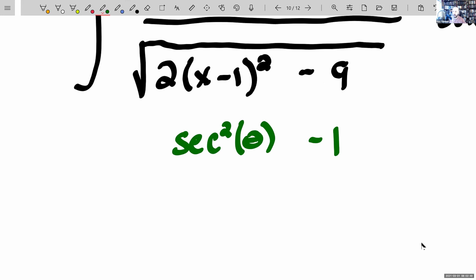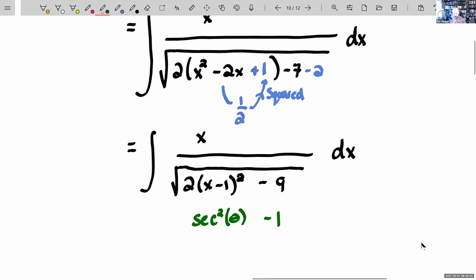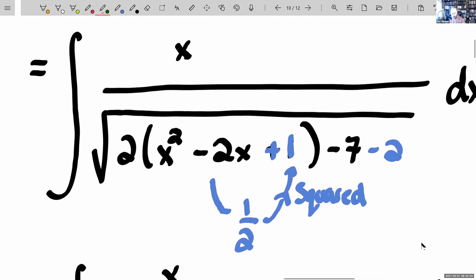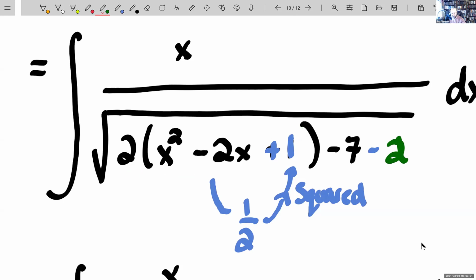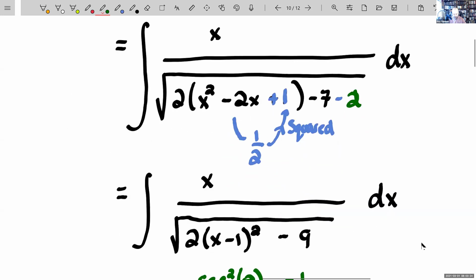Veronica, why did I subtract 2 from the 7? It's because that 1 was not originally there. I actually added this 1 in, so I have to offset adding 1. However, if I subtract only 1 here, I'm not taking into account that 2 is multiplying that 1. So I actually added 2 when I added this 1 right here. I added 2 times 1, so I have to subtract off 2 times 1. That's why.